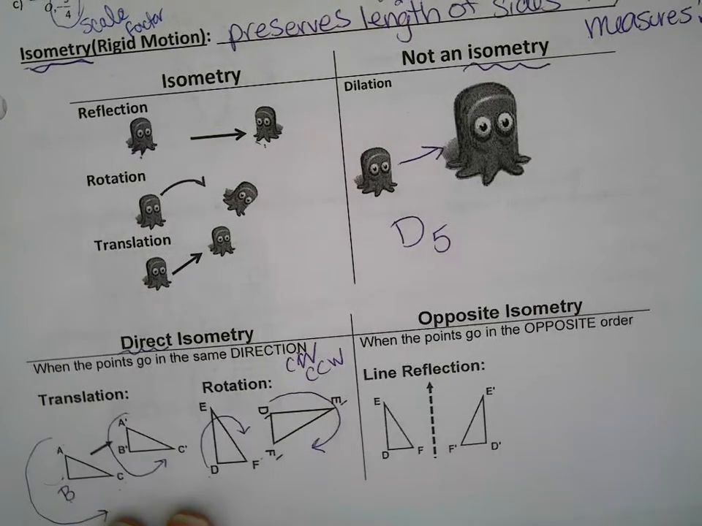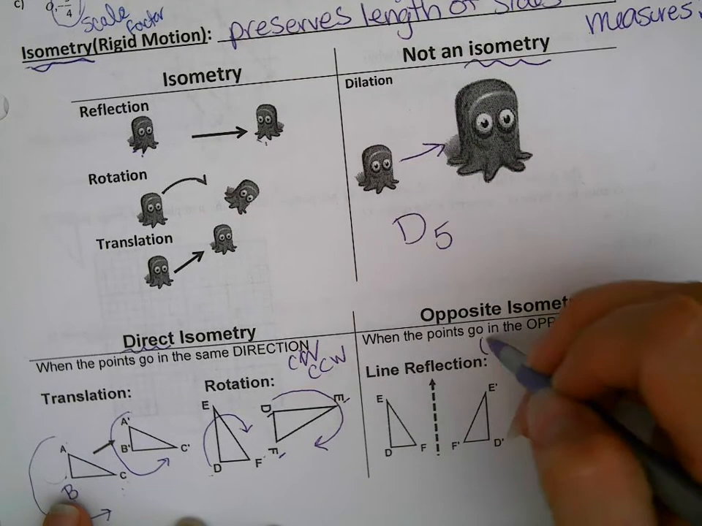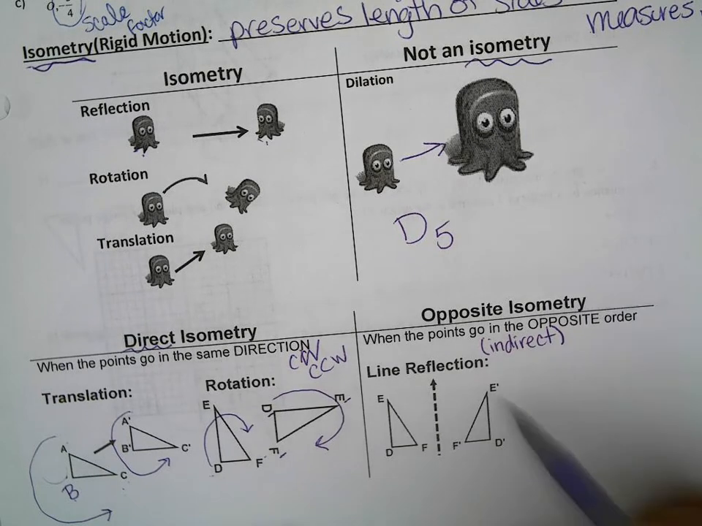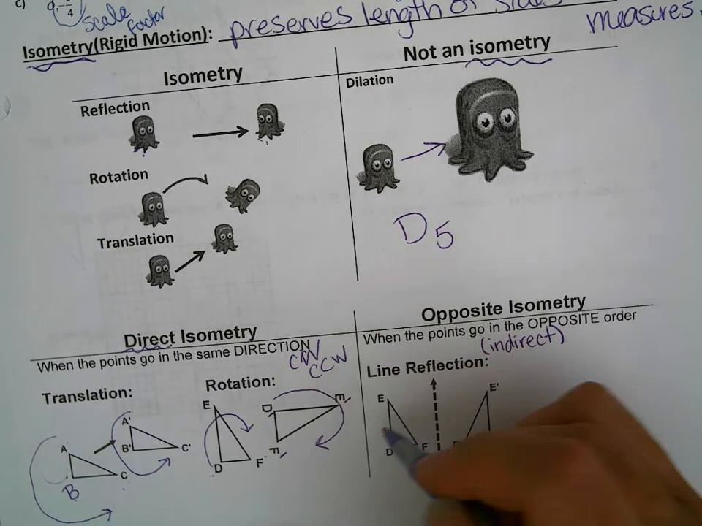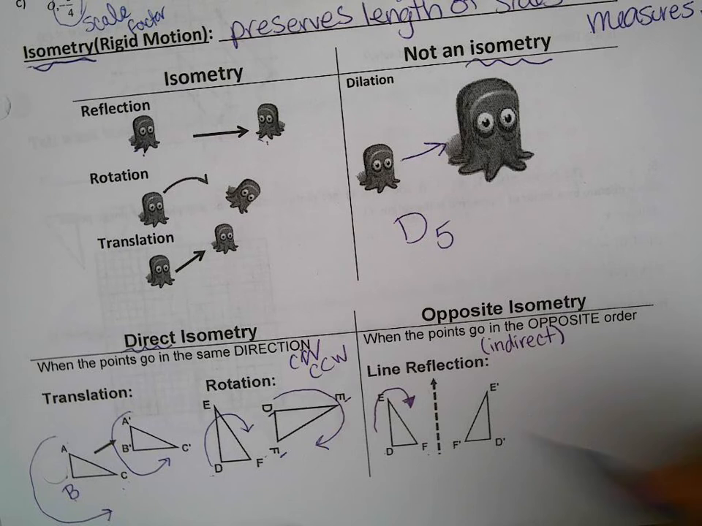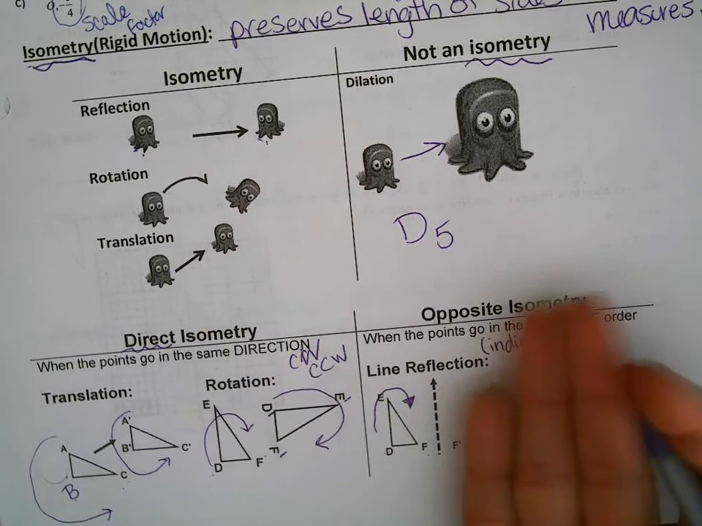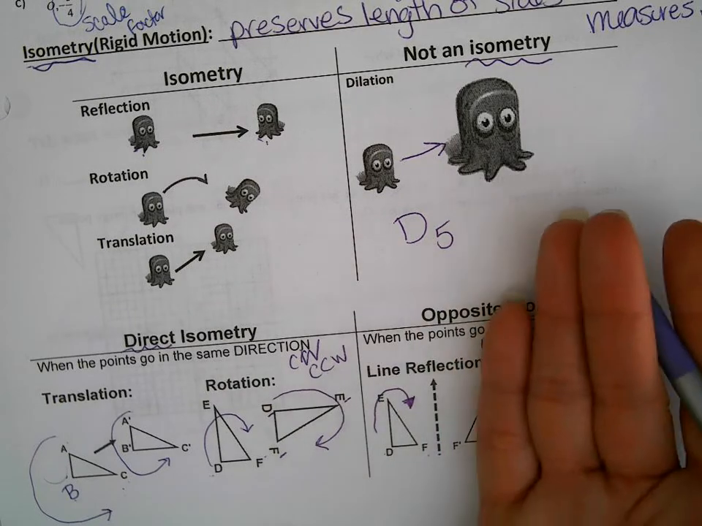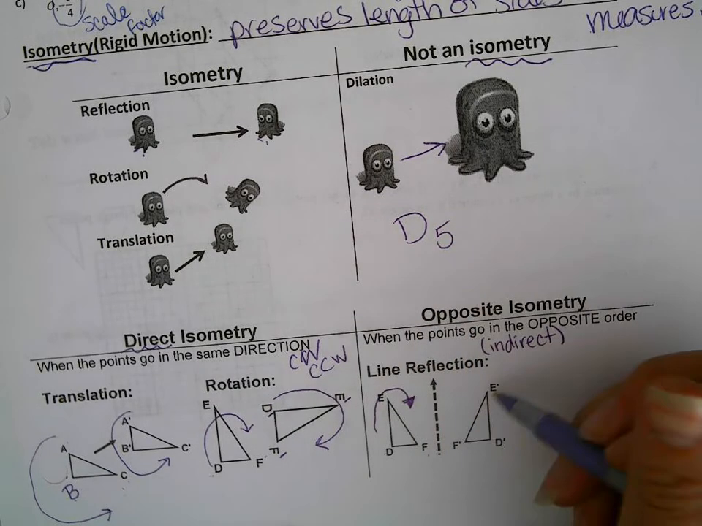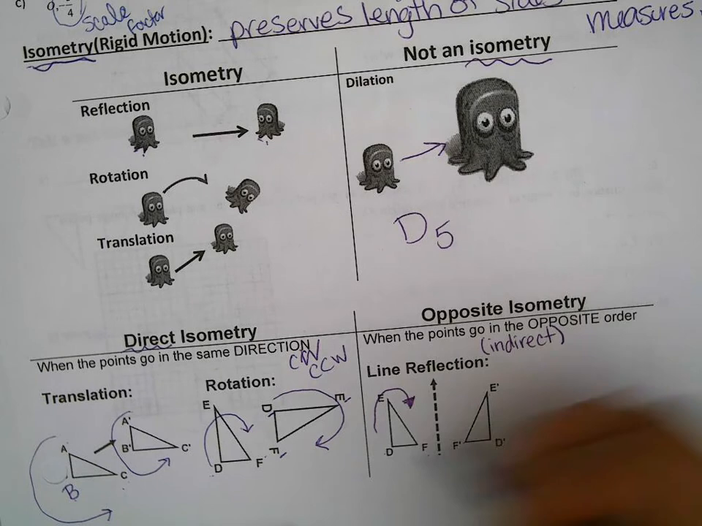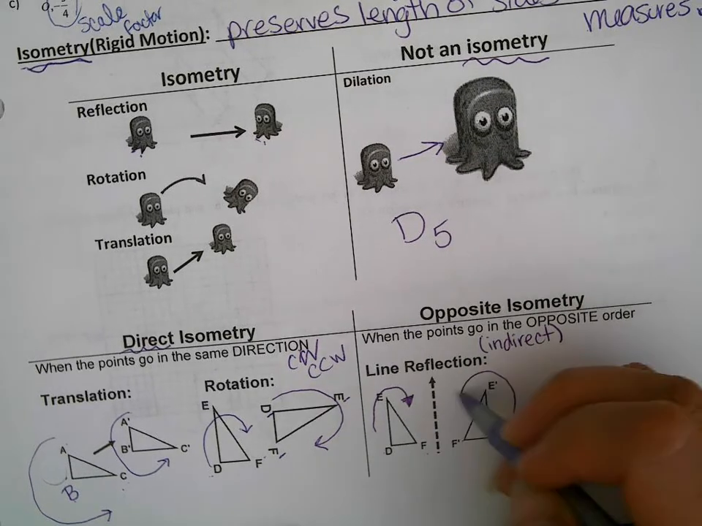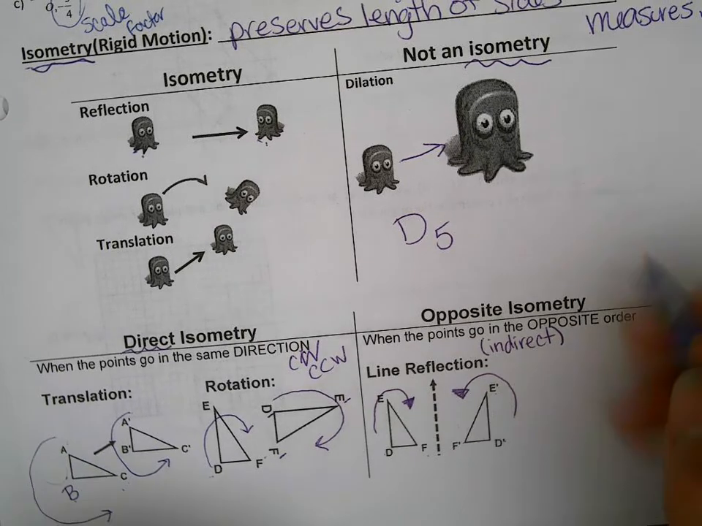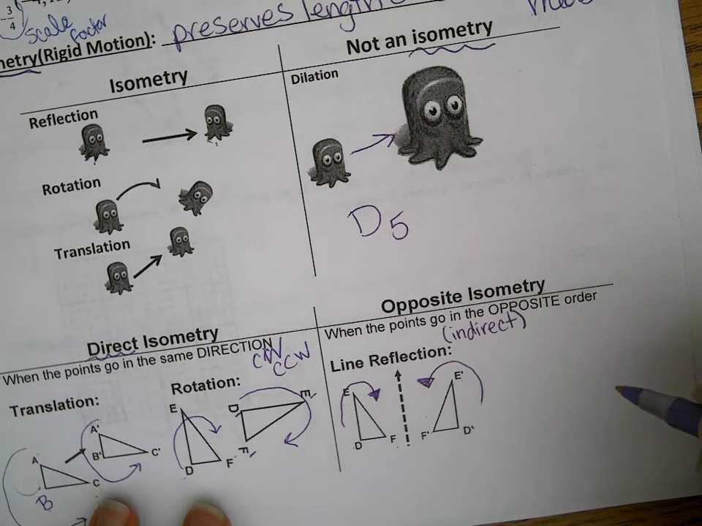An opposite isometry, or another word for opposite would be indirect, means not in the same direction. So with a line reflection, D to E to F, those ordered pairs go around to our right. But if you flip that shape over, so again, DEF is to my left and it flips over my line of reflection, where F stays closer, E gets farther, and D moves farther, that orientation changes. To go from alphabetically D prime, E prime, F prime, it goes in reverse order. So this is called an opposite isometry.